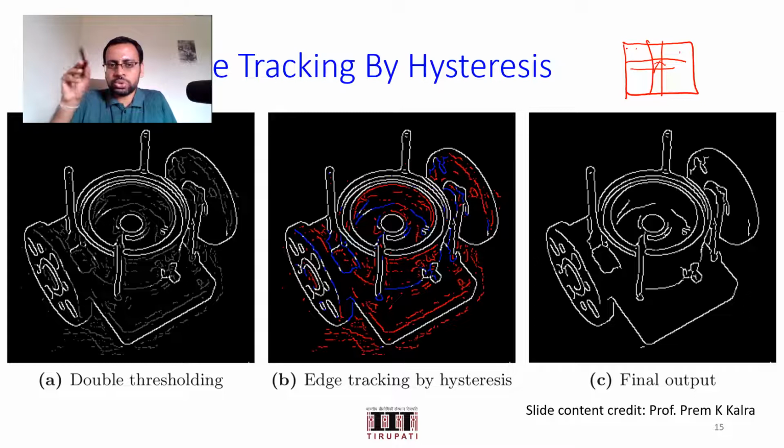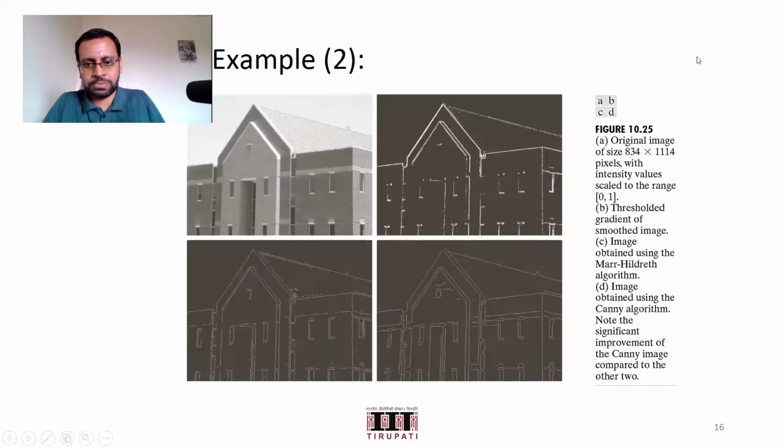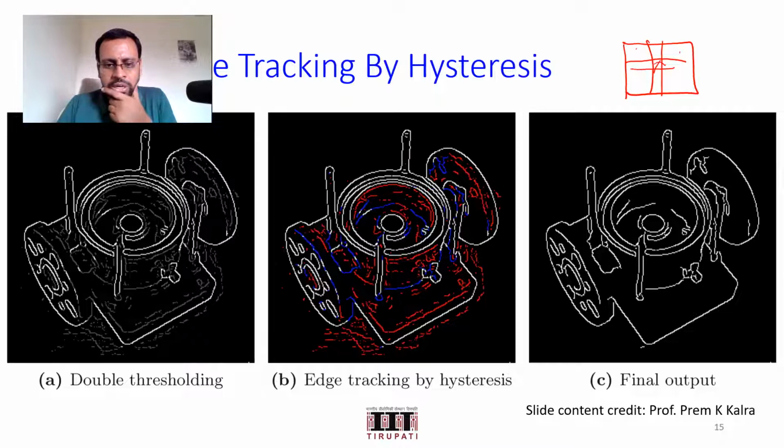You go through this image once, and probably you need to iterate this, if I am not wrong. Sindhura or Vaishnavi, do you remember? I think you need to do it iteratively. You will not simply drop it if it is not stronger. Can any of you remember that?